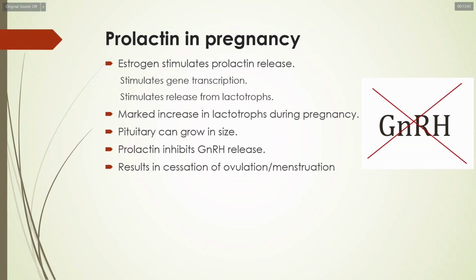Prolactin in pregnancy. Estrogen level increases in pregnancy, and estrogen stimulates prolactin release. So this will lead to marked increase in lactotrophs during pregnancy, and this will cause a physiologic increase in the pituitary gland size. Prolactin also inhibits GnRH release, which stimulates the production of LH and FSH hormones, and this leads to cessation of menstruation and ovulation in pregnancy. Next.